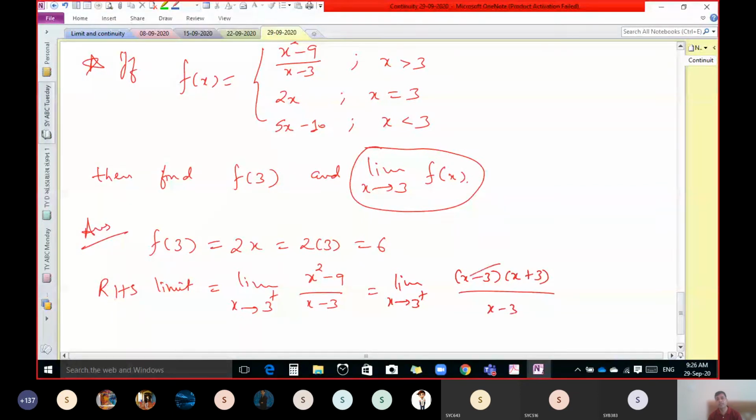You can cancel x minus 3. Now put x equal to 3. So we get 3 plus 3, 6. So our right hand side limit is 3.